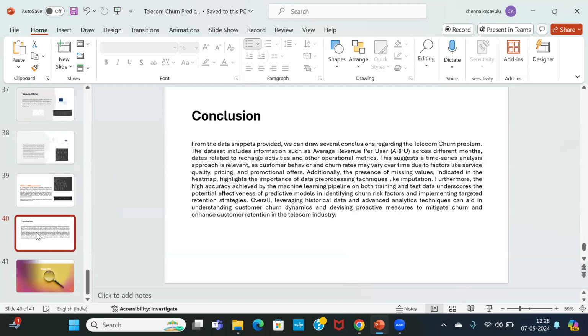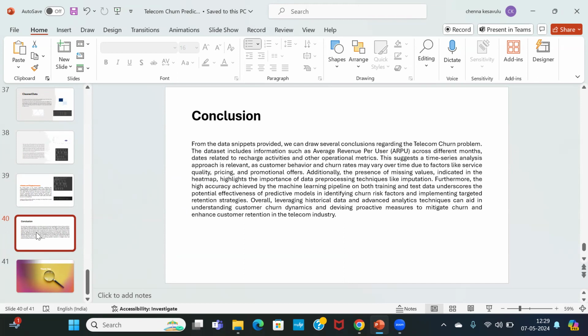Next. Conclusion. From the data snippets provided, we can draw several conclusions regarding the telecom churn problem. The dataset includes information such as average revenue per user across different months, dates related to recharge and activity, and other optional metrics. The suggestion of a time series analysis approach is relevant as customer behavior and churn rates may vary over time due to factors like service quality, pricing, and promotional offers.